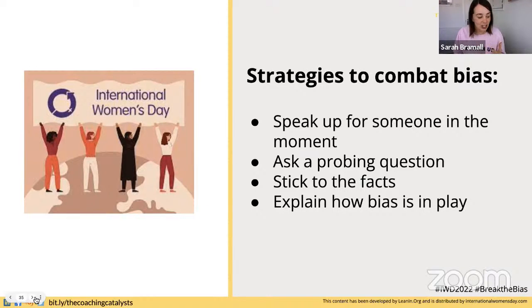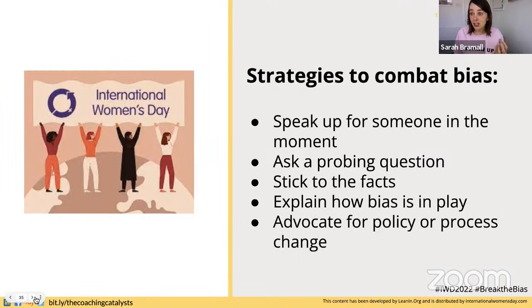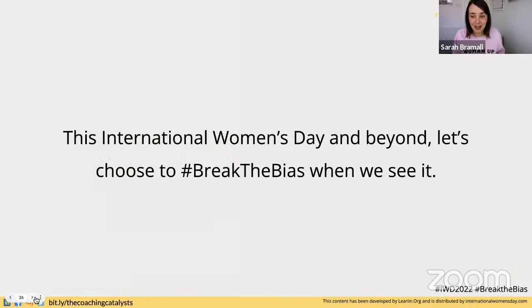When we have that opportunity to share what we know, then we start to change the conversation. And then finally, to be the change makers, to put pressure on the organisations that we work for or are aligned with, to advocate for policy or process change. Because when we've got this knowledge base, this education, this experience, we have a responsibility to do something with that and to speak up when we notice bias occurring. International Women's Day is not just about what happens today. Yes, today is what we're focusing on, but it goes beyond today. Let's make a commitment today to choosing to break the bias when we see it.